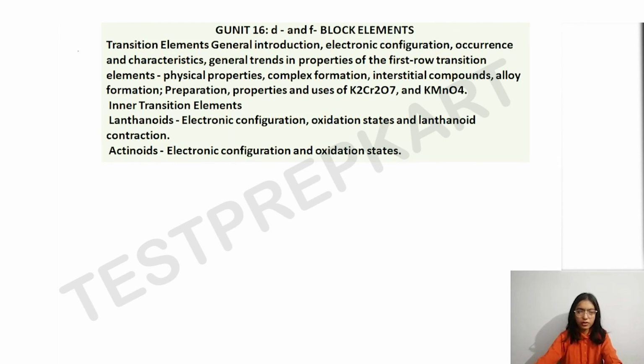In D and F block, transition elements, general introduction, electronic configuration, occurrence and characterization, general trends and properties of the first row transition, physical properties, complex formation, interstitial compounds, alloy formation, preparation, properties and uses of K2Cr2O7 and KMnO4, inner transition elements, lanthanoids, electronic configuration, oxidation state, lanthanoid contraction, and actinoids, electronic configuration, and oxidation state.